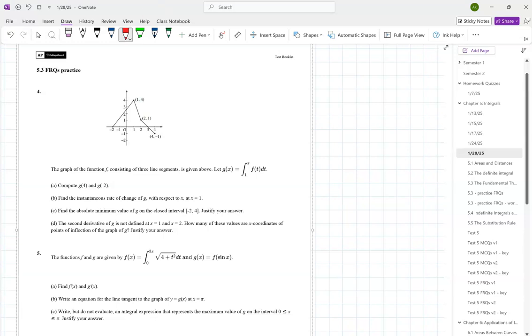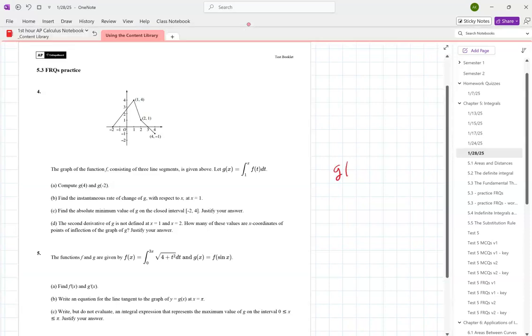Okay. It says the graph of the function f consisting of 3 line segments is given above, g of x equals the integral from 1 to x of f of t dt. Compute g of 4 and then g of negative 2. So g of 4 is going to be the integral from 1 to 4 of f of t dt. So it's gonna be like this shaded area, right?